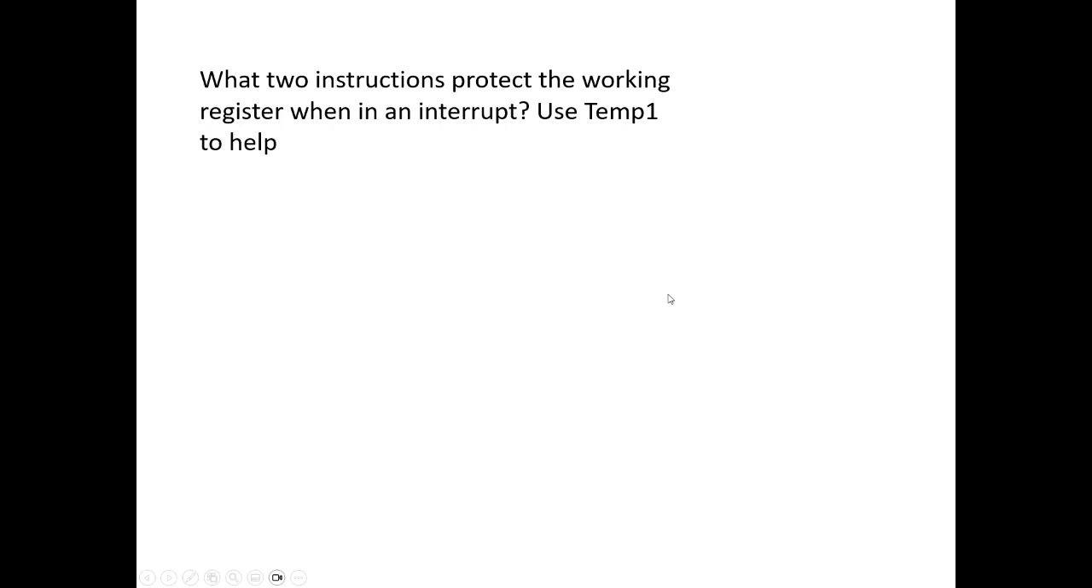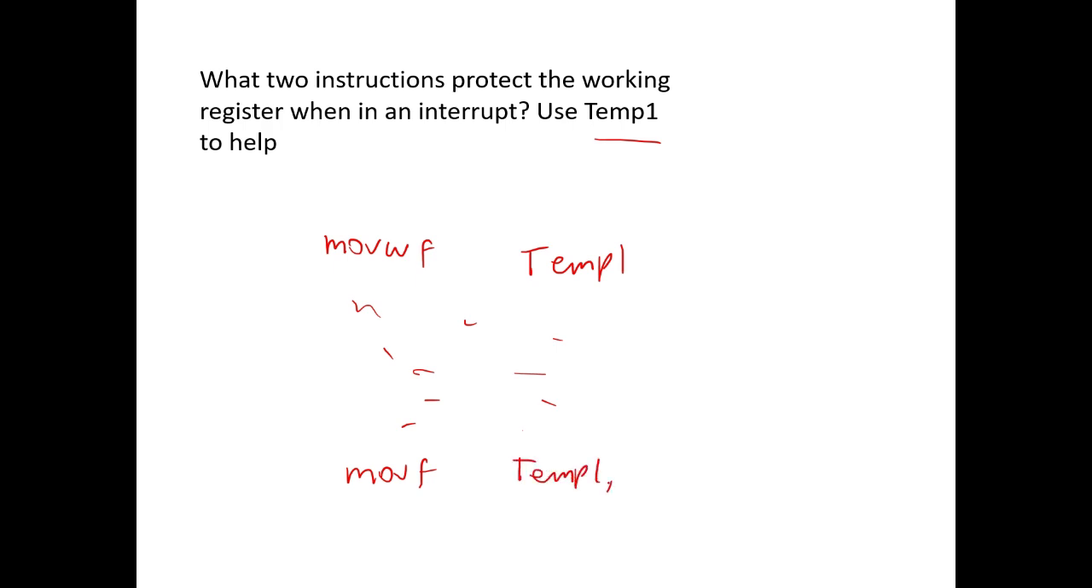What 2 instructions protect the working register when in an interrupt? Use TEMP1 to help. Again, I said this on the previous page. So we need to basically move the working register to a file, TEMP1. Do all your interrupt service routine, blah, blah, blah. And then at the end, we need to move file TEMP1 back into the working register. And obviously you can return from interrupt enable.